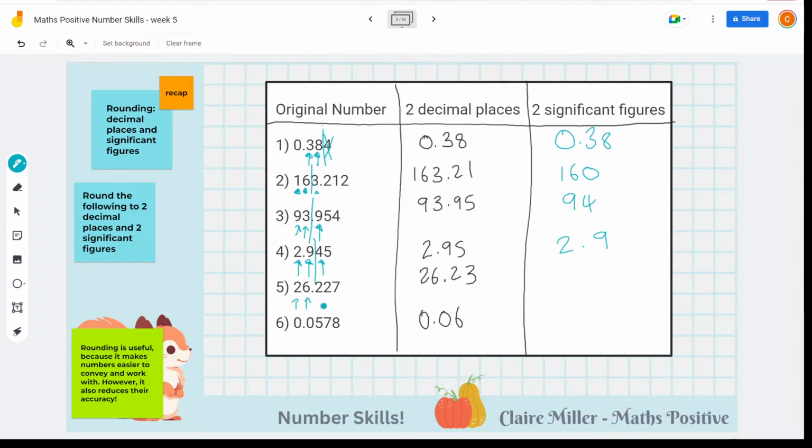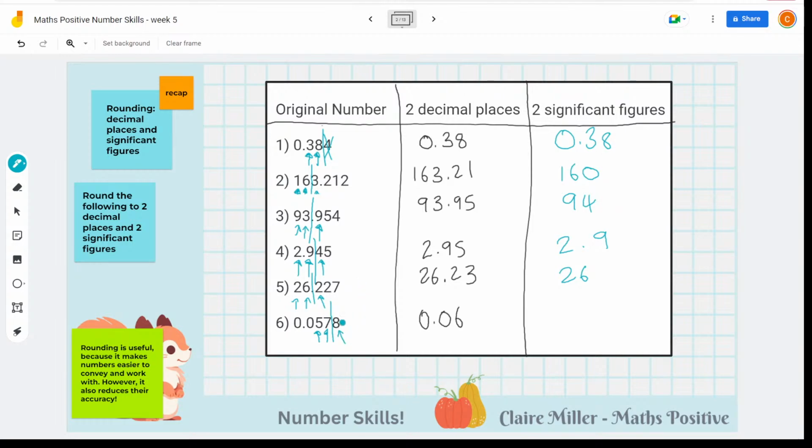First significant figure, second significant figure, then we look for the decider. It's less than a 5, so we don't need to round. Our answer is just going to be 26. And then finally, ooh, this is an interesting one. So this first digit here, it's a 0, isn't it? And so is this second digit. So the first significant figure is actually this 5. The second one is the 7. So the decider is going to be this 8.